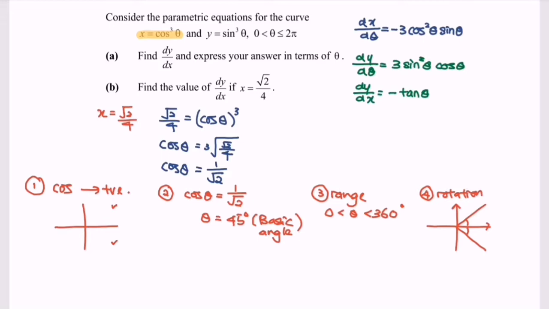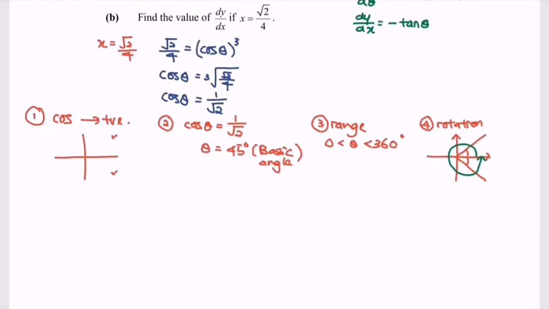Then kindly refer to step number 3. Start from 0 until 360 degrees, where 0 and 360 are not included. So step number 5 is the solution. Kindly refer to the situation. Here we will have the solution, meaning the intersection between the basic angle and the rotation. So the answer would be theta is equal to 45 degrees and 315 degrees.